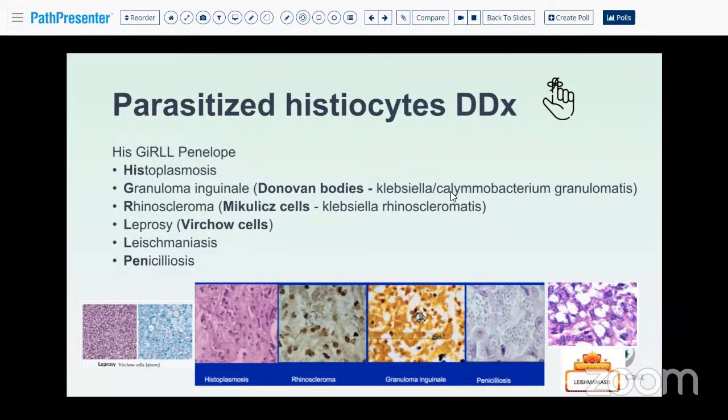Parasitized histiocytes differential. So when we see histiocytes with intracellular little organisms, we have a differential, GIRL PEN: histoplasmosis, granuloma inguinale, rhinoscleroma, leprosy, leishmaniasis, and penicilliosis. And there are also names for those intracellular organisms. In granuloma inguinale, we call them Donovan bodies. In rhinoscleroma, those parasitized histiocytes are called Mikulicz cells. In leprosy, they're called Virchow cells. And here we see at the bottom those entities of parasitized histiocytes side by side.